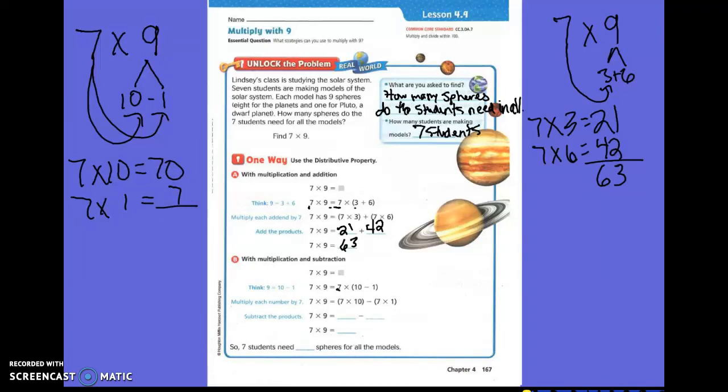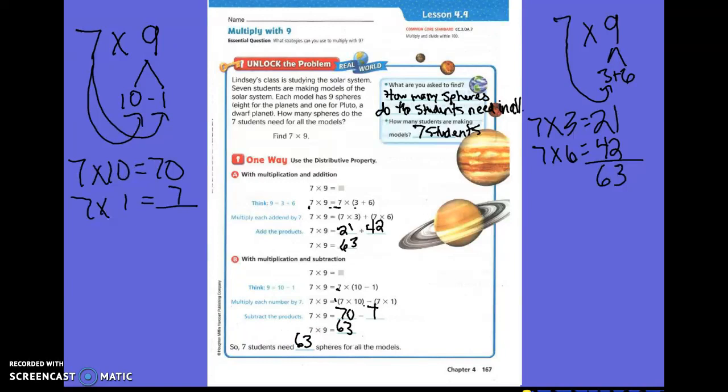Now you have to, okay, so we have this. 7 times 10, you said, was 70. So write that on that blank. And then 7 times 1 is what, Tyson? No, anything times 1 is the other number. 7. So then you do 70 minus 7. What is 70 minus 7? 63. 63. So 7 students need how many spheres for all the models?